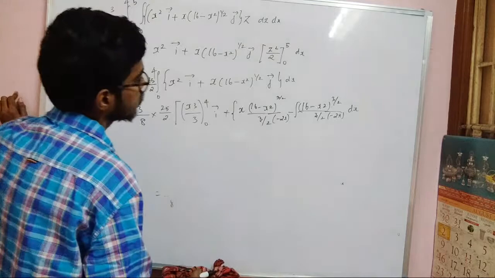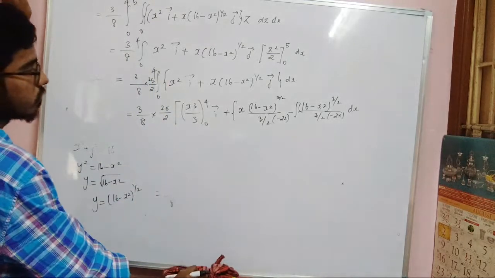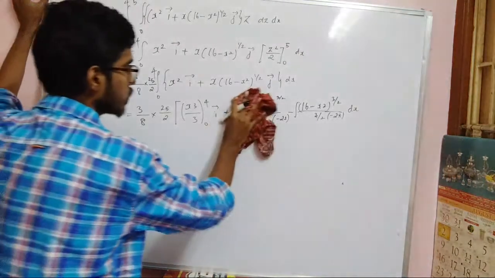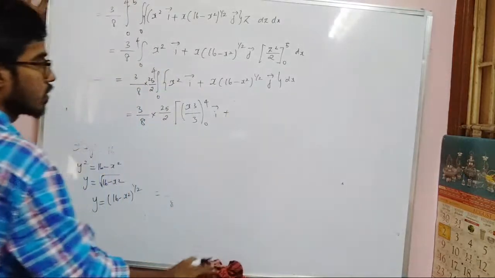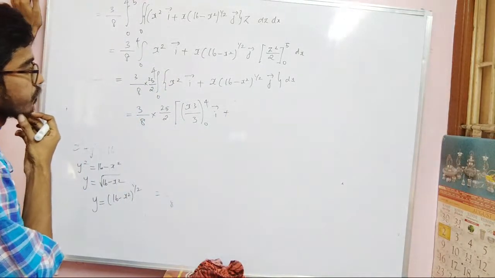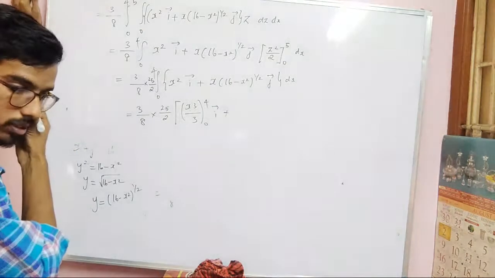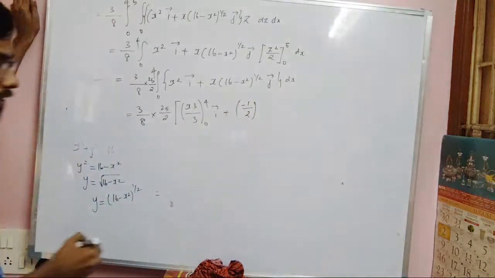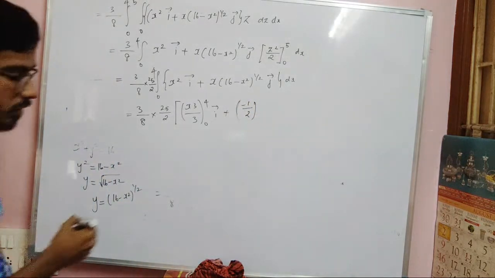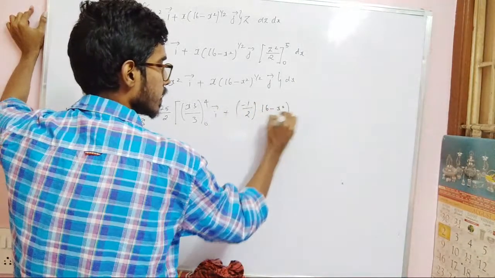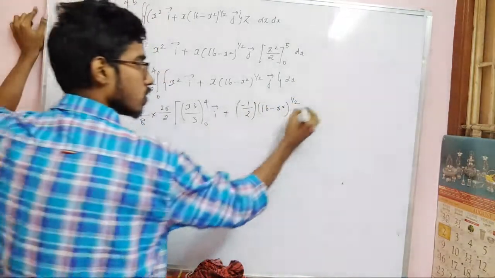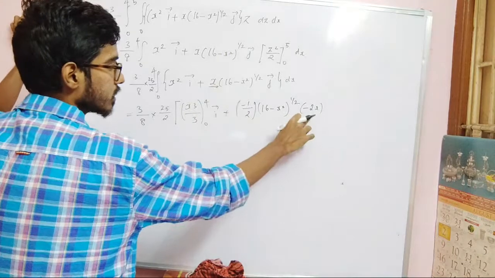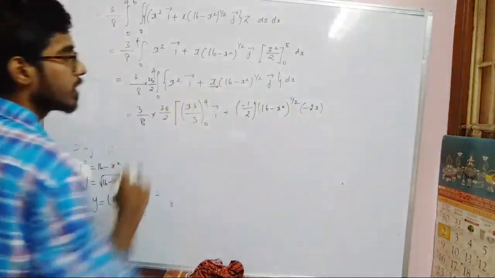Let me do one thing. If you go by this, it will be very long. So before integrating, you will slightly alter the term. I can write this term as minus 1 by 2, (16 minus x square) whole power 1 by 2, into minus 2x. You can see I have written x as minus 1 by 2 times minus 2x. So this 2 will get cancelled, and minus minus will be plus x.